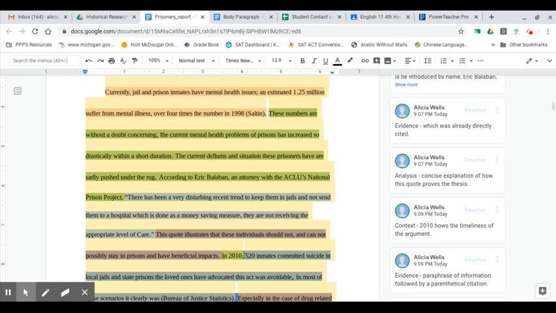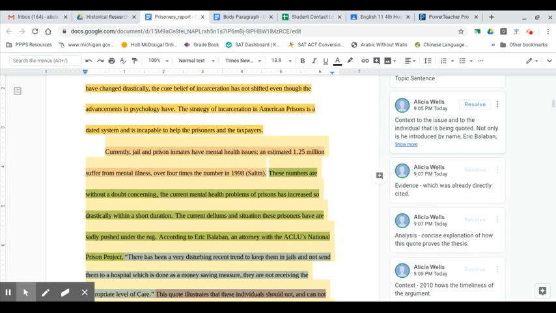"According to Eric Balaban, an attorney with the ACLU's National Prison Project," here we go into evidence, "there has been a very disturbing recent trend to keep them in jails and not send them to hospitals, which is done as a money-saving measure. They are not receiving the appropriate level of care." Analysis: "This quote illustrates that these individuals should not and cannot possibly stay in prisons and have beneficial impacts." So on the right, I give you some notes as to what is happening.